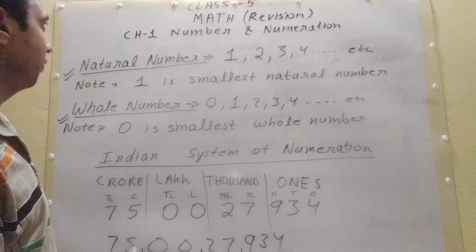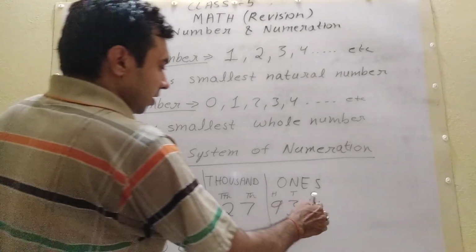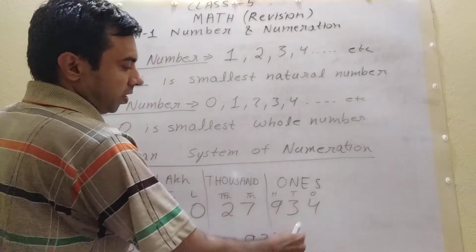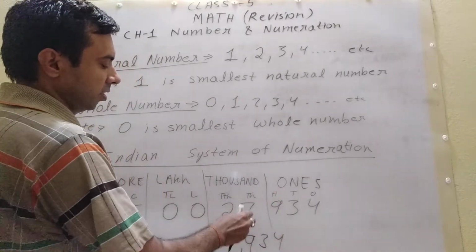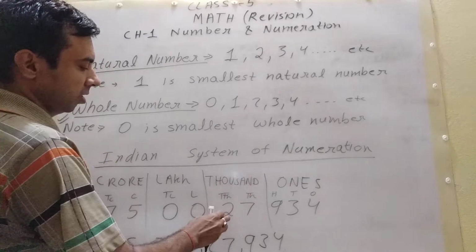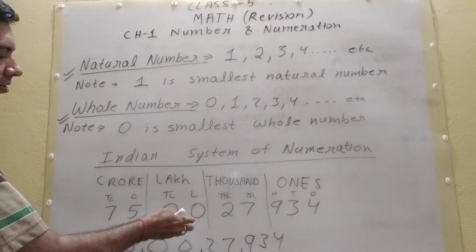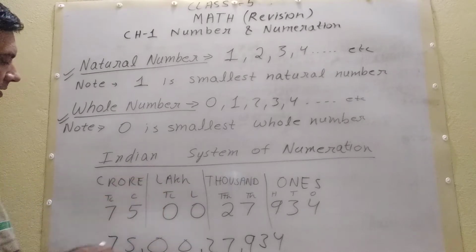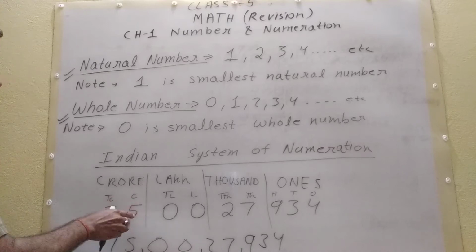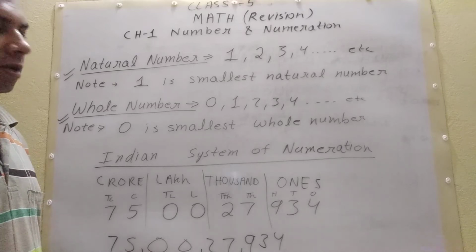Now, how do we find the place value? Place value of the last digit is ones, place value of 9 is tens, place value of 7 is hundreds, place value of 2 is thousands, and of the next, ten thousand. Here there is no digit. If there was, its place value would be lakh, and the next digit ten lakh. So the place value of 5 is crore, and the place value of 7 is ten crore. In this way we write the place values.